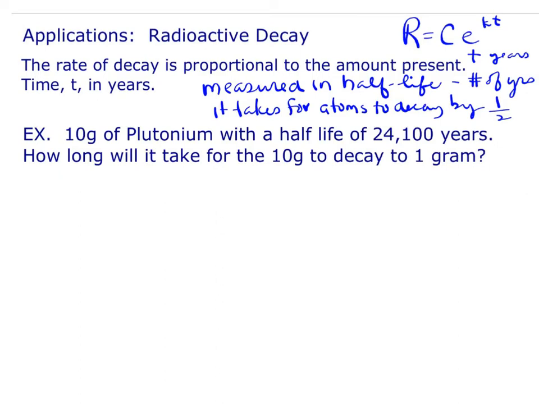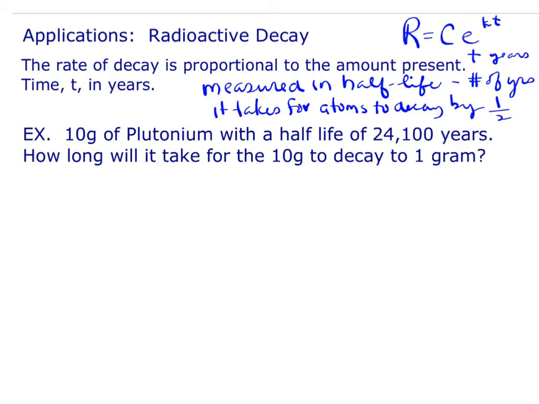So the cool thing about differential equations is that they can be used to model phenomena in math and science and engineering, and other applications can be readily modeled by these models. And one of the models that can happen here is radioactive decay. In radioactive decay, the rate of decay is proportional to the amount present. t is time in years. It's measured in half-life, which is the number of years it takes for an atom to decay by half.